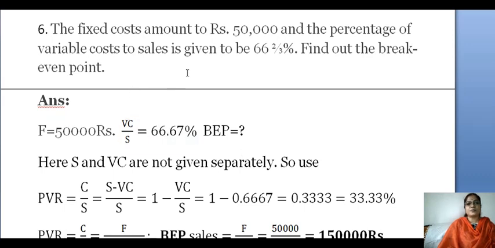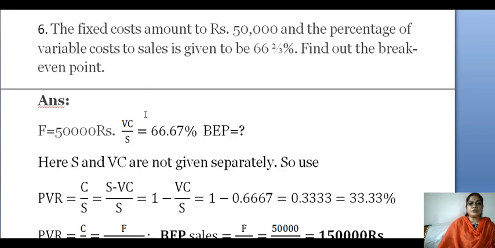The beauty of this problem is neither individual costs are given nor few of the costs not given at all, neither in total nor per unit. Let us see this problem. The fixed costs amount to rupees 50,000. Percentage of variable costs to sales is given to be 66 2/3%. Find out the break-even point.